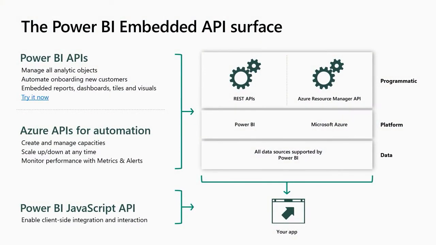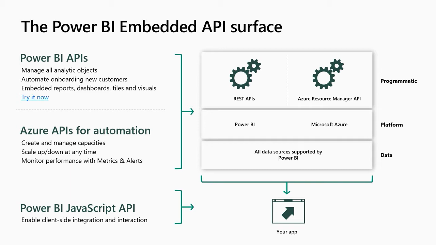Okay, so after seeing Power BI embedded in action, let's do a quick overview of the product. Power BI embedded is basically a set of APIs on top of two platforms, Power BI and Azure, based on a data layer. There are three types of APIs. There are Power BI REST APIs, which allow you to manage all your analytics objects and onboarding of new customers, embedded reports, dashboards, and tiles.